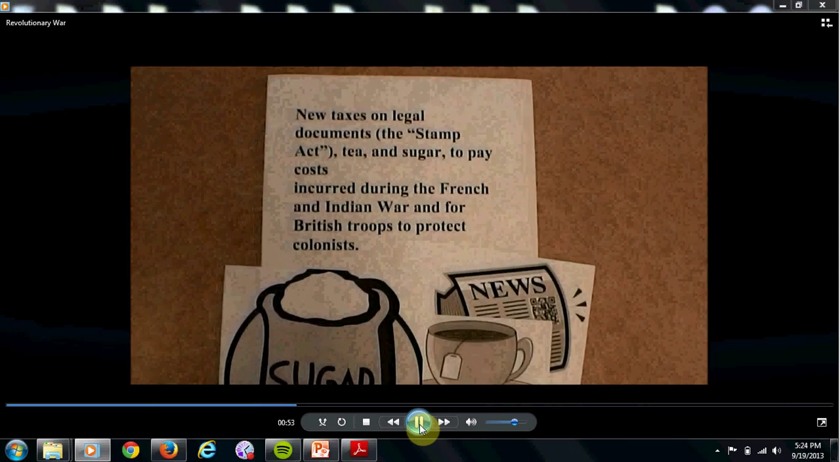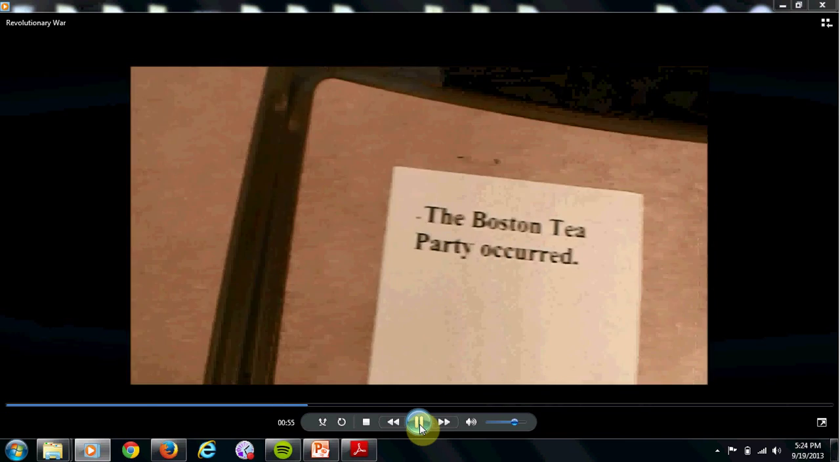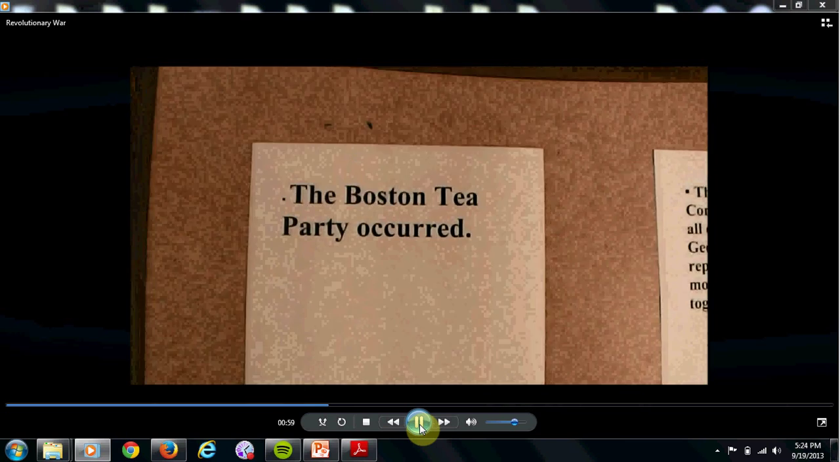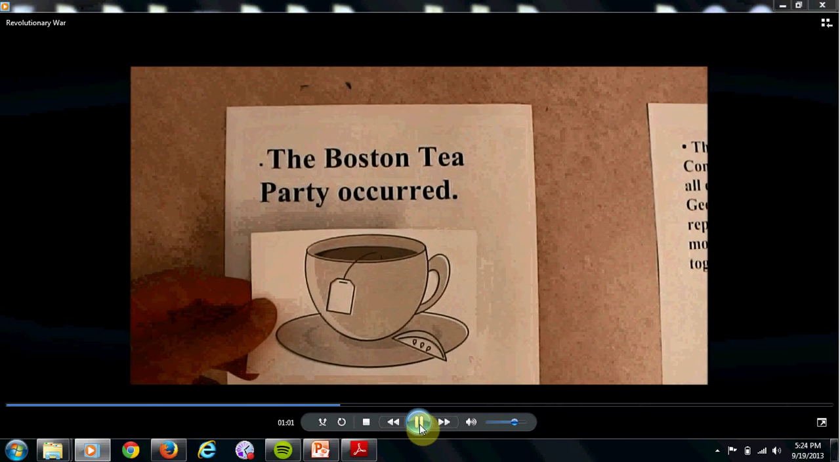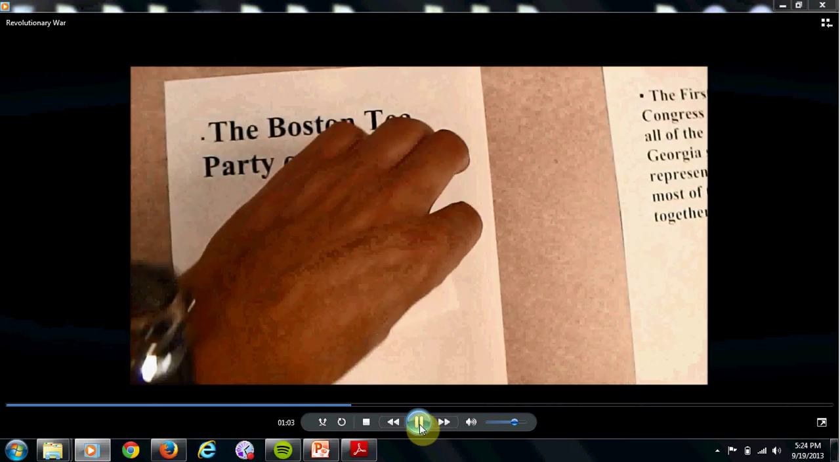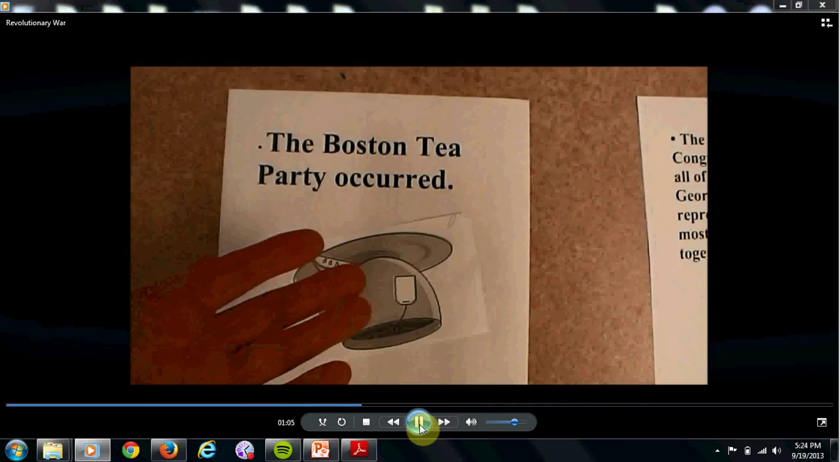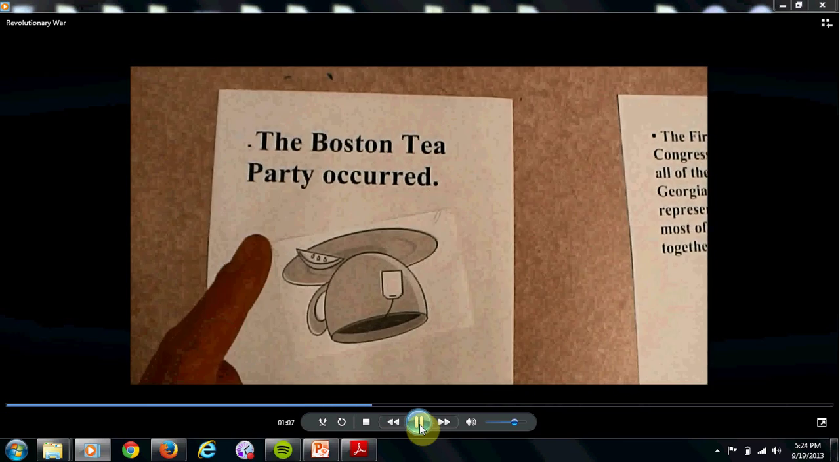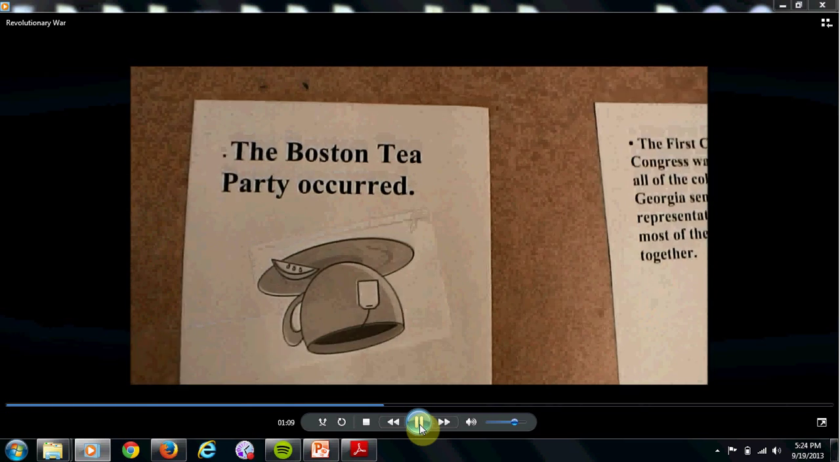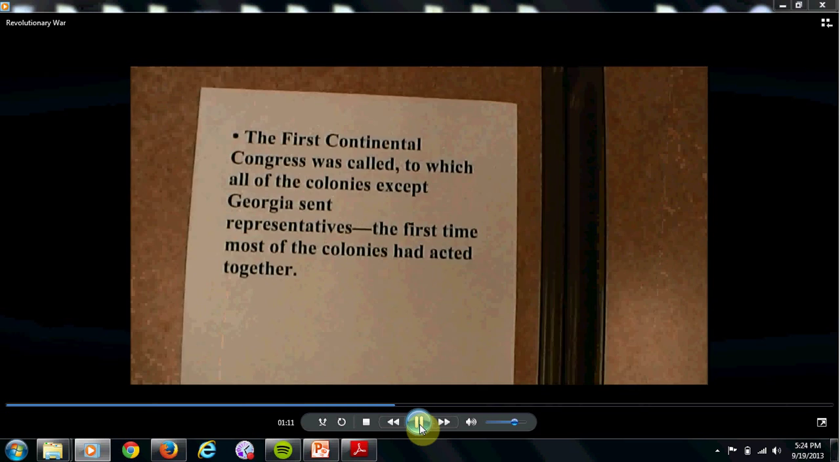That's going to bring us to the Boston Tea Party. Now, a lot of people think the Boston Tea Party was about protesting the tea tax, but it really wasn't. They were protesting the tea monopoly. The East India Tea Company was the only company to sell tea to the colonists. They didn't like it, so they dumped tea into the Boston Harbor to protest. Well, you do that, you're going to get punished, right? So the king punishes them.